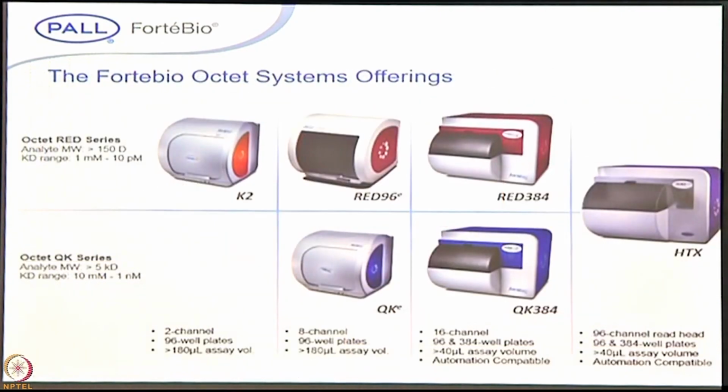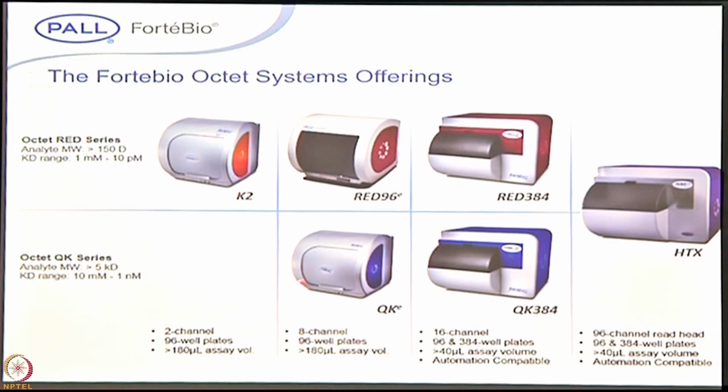So these are the systems we are offering. We have the K2 system, a 2-channel instrument. Sensitivity-wise, you can go from 150 Dalton as an analyte to mega Dalton protein interactions. On par with SPR, its affinity range is 10 picomolar to 1 millimolar easily. This is the 8-channel instrument, with similar sensitivity, and the 16-channel. All three are similar in these platforms.